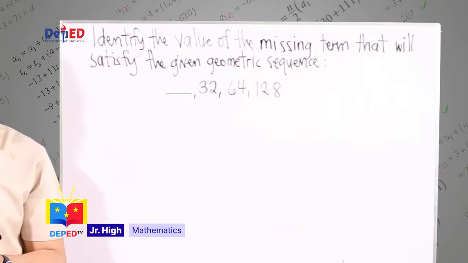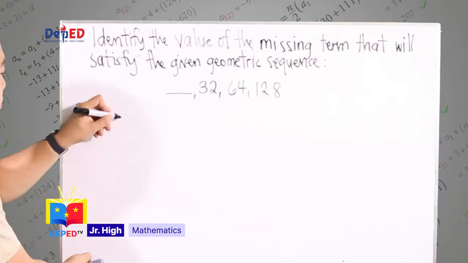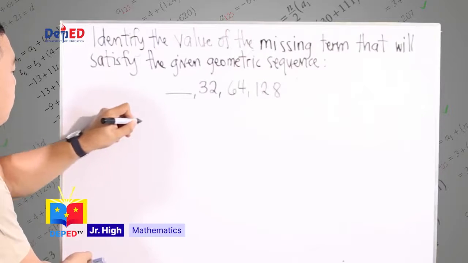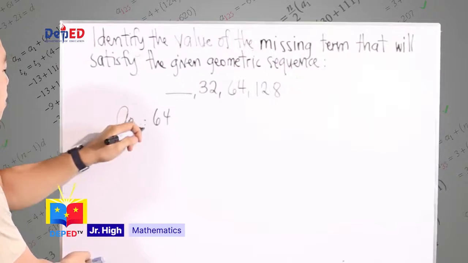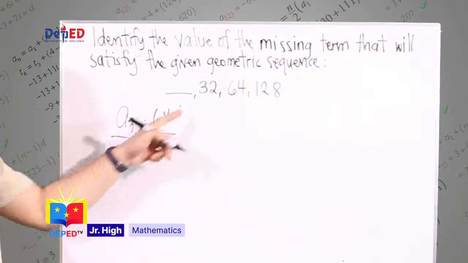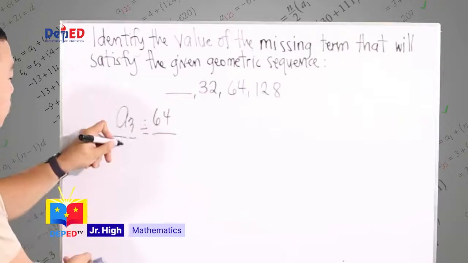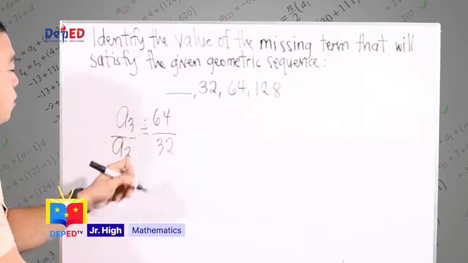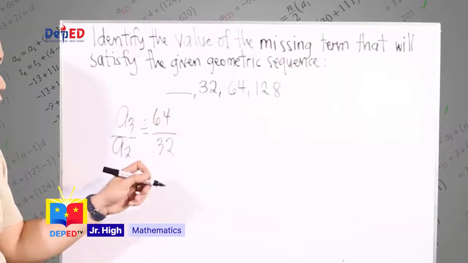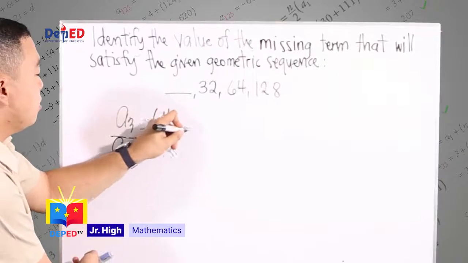Since we don't have the first term, we can resort to dividing the third term, or a sub 3, which is 64, by the second term, or a sub 2, that is equal to 32. Dividing 64 by 32, we will get 2.